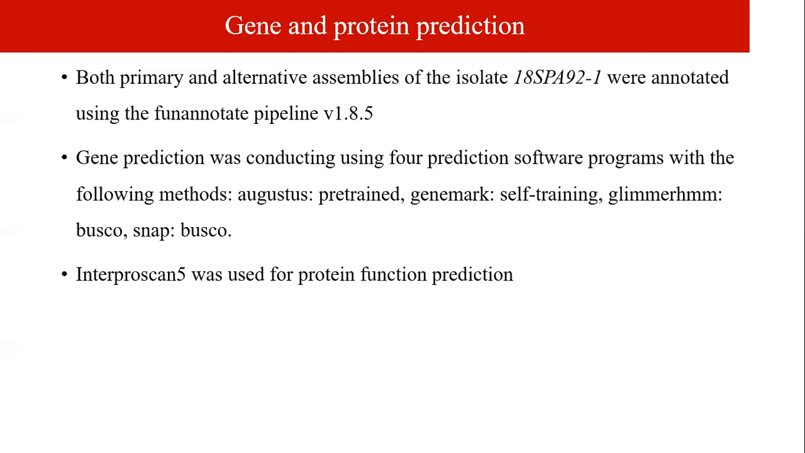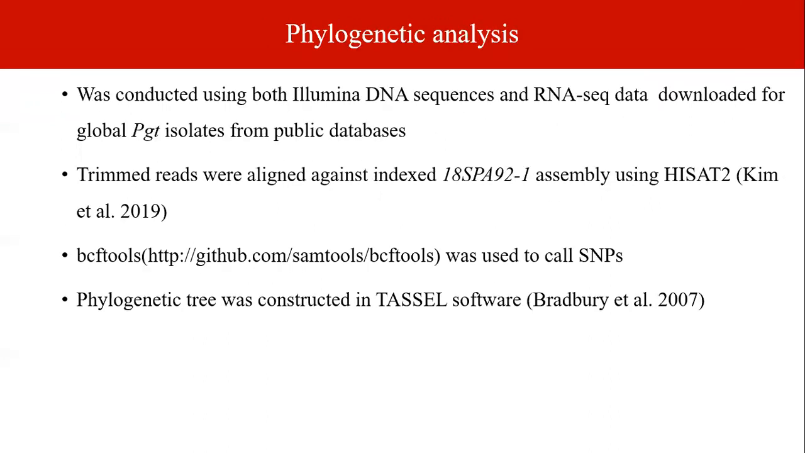Both primary and alternative assemblies of 18SPA92-1 were annotated using the Funannotate pipeline, which included four prediction software programs. InterProScan 5 was used for protein function prediction. Phylogenetic analysis was conducted using both our DNA sequences and RNA-seq data downloaded for global PGT isolates from public databases. Trimmed reads were aligned against the indexed 18SPA92-1 assembly using HISAT2 software. The phylogenetic tree was constructed in TASSEL software.